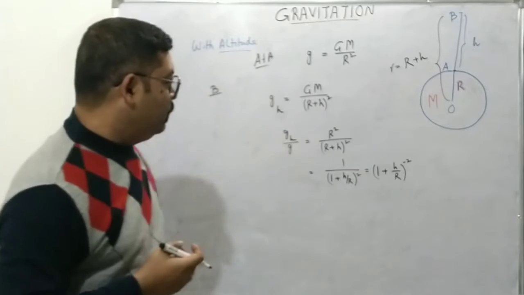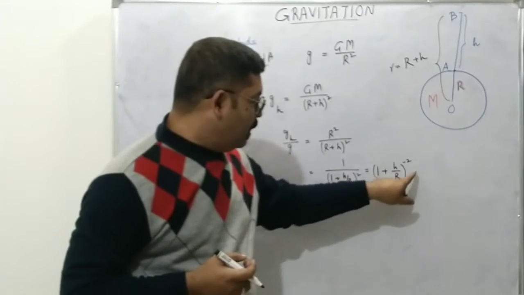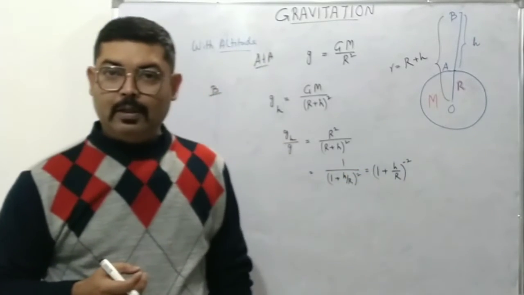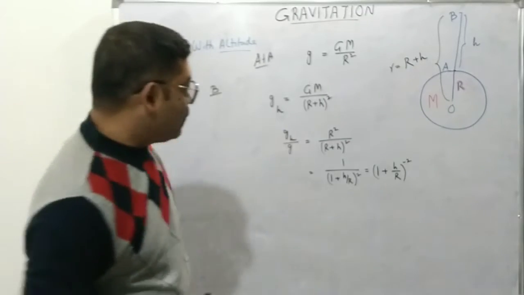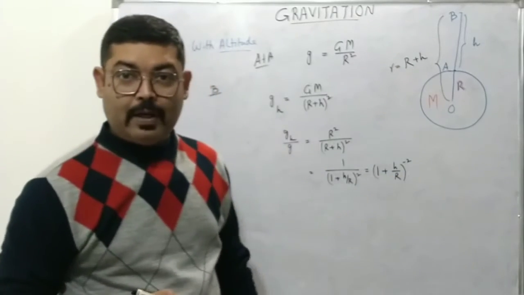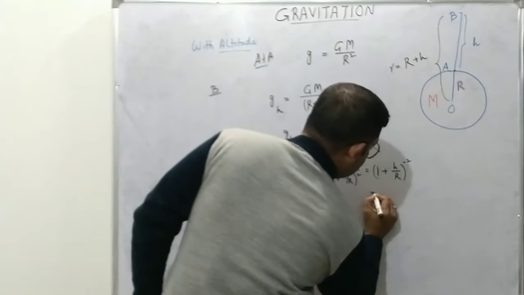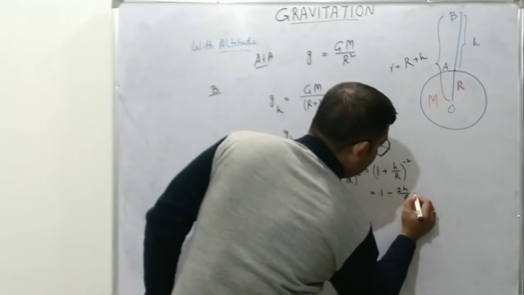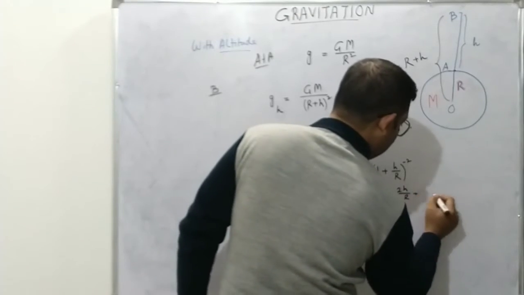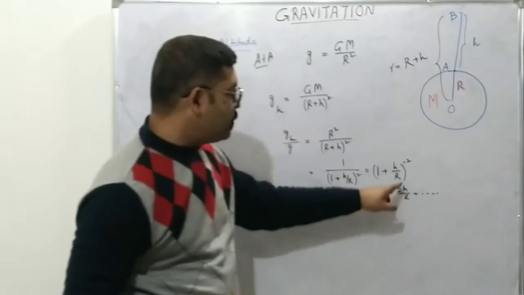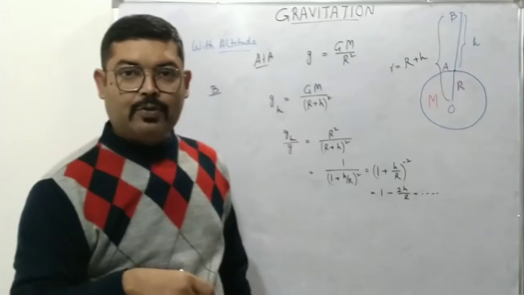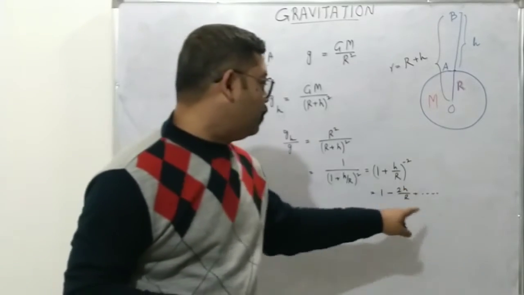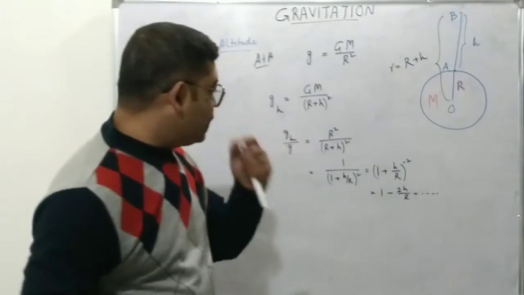Okay, now we know that this kind of formula can be expanded. This can be expanded as an infinite series, where the first term will be 1, then it will be minus 2h by R plus the other higher order terms of h by R, that is h squared by R squared, h cubed by R cubed, and so on and so forth with the coefficients.